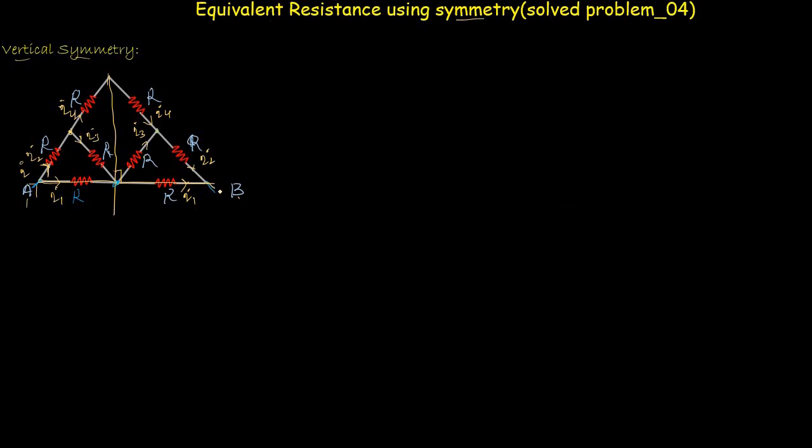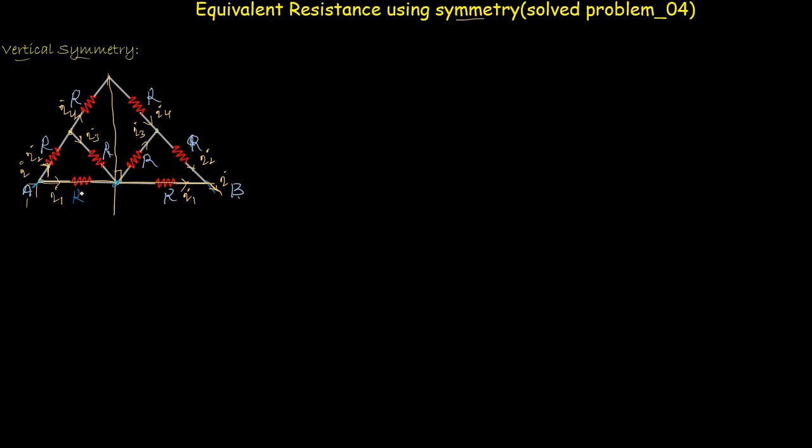Now at the end there will be the current I through this point, because there is current I which is entering at this A point. This A point is the mirror image of this B point. So the current I will exist through this B point also.